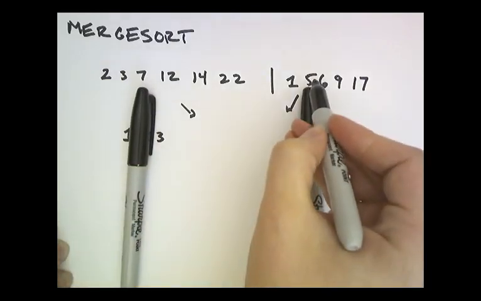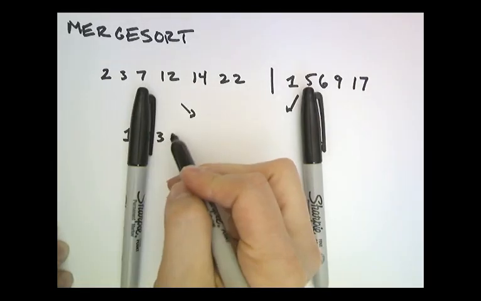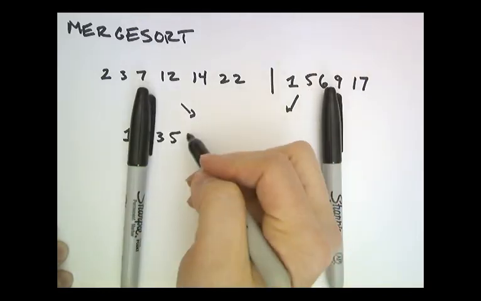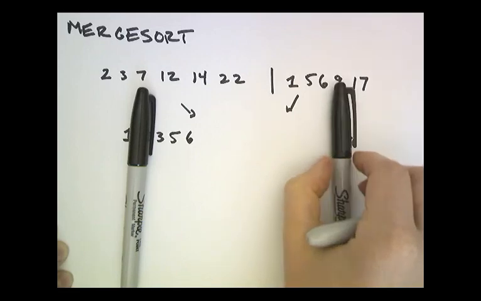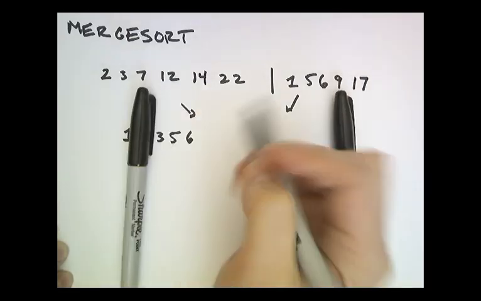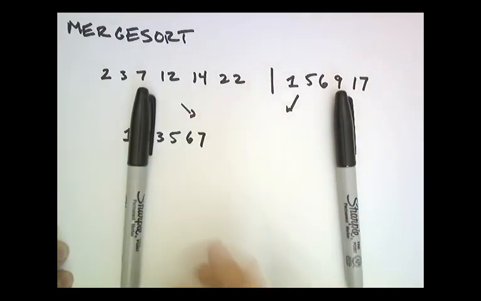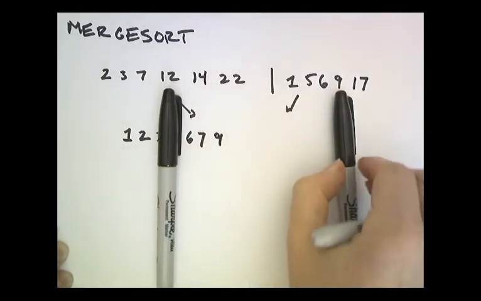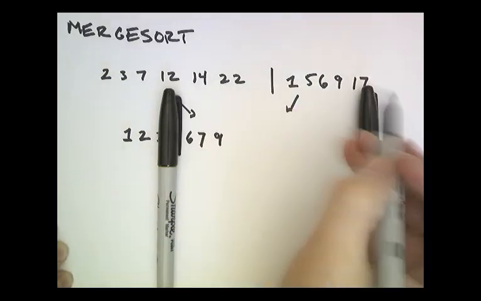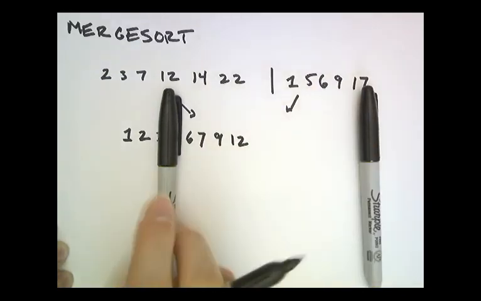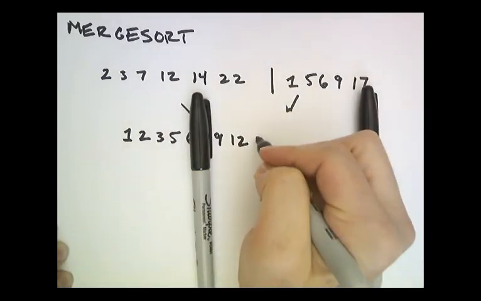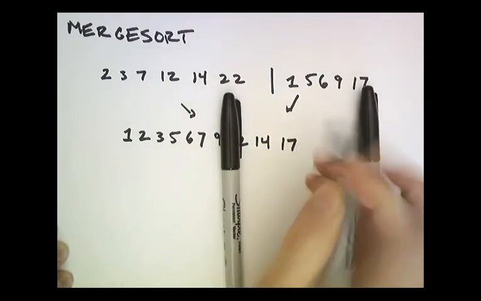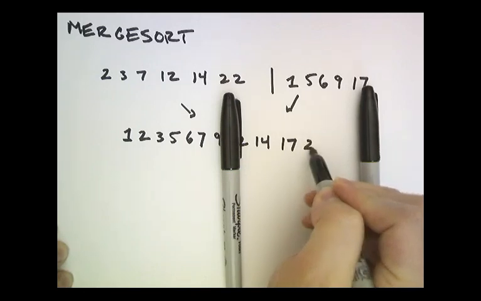Then I have to compare 5 and 7. So I do 5. I'll move my pen over. 6 and 7. 6. Move the pen over. 7 and 9. 7. Move the pen over. 9 and 12. 9. Move the pen over to 17. 12 and 17. 12. 14 and 17. 14. 22 and 17. 17. And then 22.